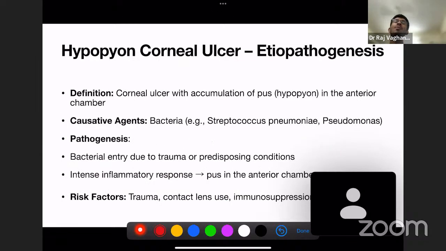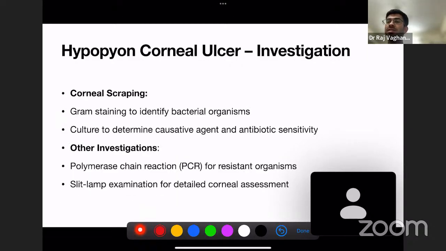Now, hypopyon corneal ulcer etiopathogenesis. Before starting any disease in detail, we first study the definition. It is a corneal ulcer with accumulation of pus. Hypopyon means pus, so it is a corneal ulcer with accumulation of pus in the anterior chamber. We'll see in the diagram in the next slide how this looks.